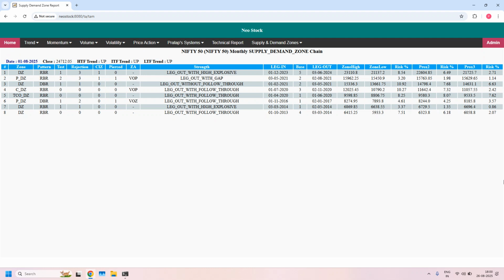In any supply demand zone chain report, always look into the zone column to find the high liquidity zones. Look into the pierced column to find the pierced zones. Always look into the LTF trend to find the trend of the current time frame you have selected. You already learned one time frame higher is ITF and one more time frame higher is HTF. So please remember these points for all the supply demand zone chain reports. And also don't forget to pause the video when you are moving from one report to another, because I am giving you very few seconds to watch the reports.